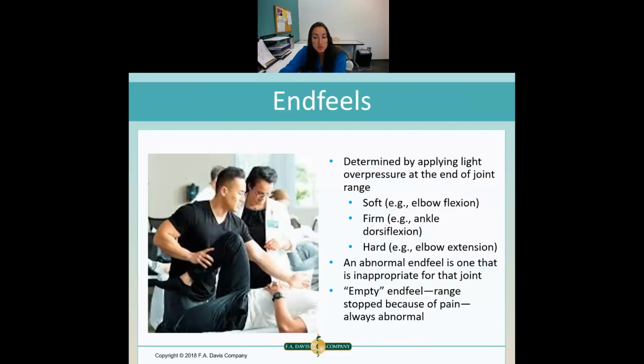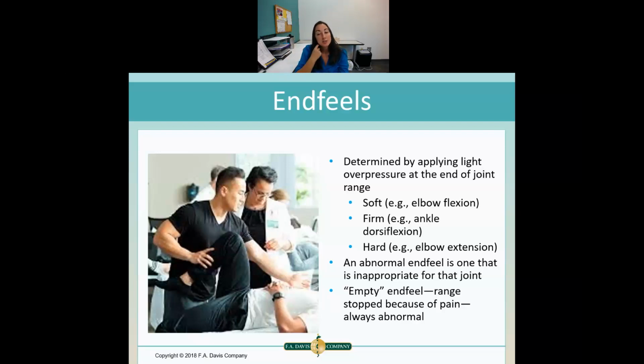These are the end-feels I was just talking about. As you put just a little overpressure at the very end of their movement, then you can determine what their end-feel is. Soft means that there's a muscle in the way stopping your movement. Firm is typically the capsule itself that surrounds the joint stopping the movement, so the capsule is tight, and that's when joint mobilizations are indicated. Hard is when two bones are blocking the movement, like elbow extension, that it's just not going to go any further because the bones are at the very end of their limit.